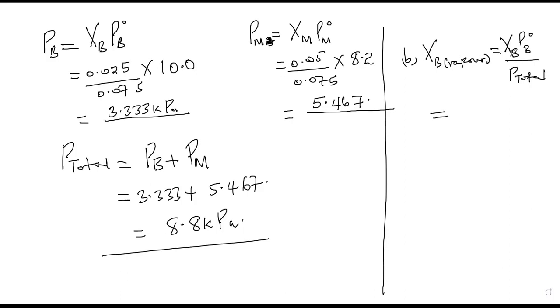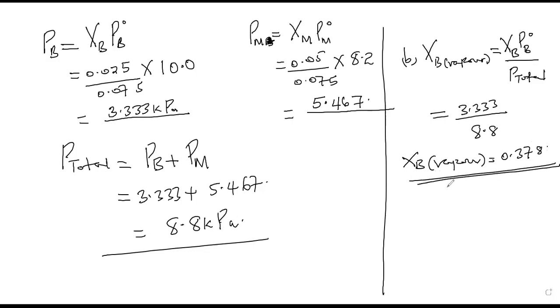So mole fraction of benzene times partial pressure gave us 3.333, out of P total, which is 8.8. So the XB, the composition of benzene in vapor, when we work this out, is 0.378. Right?